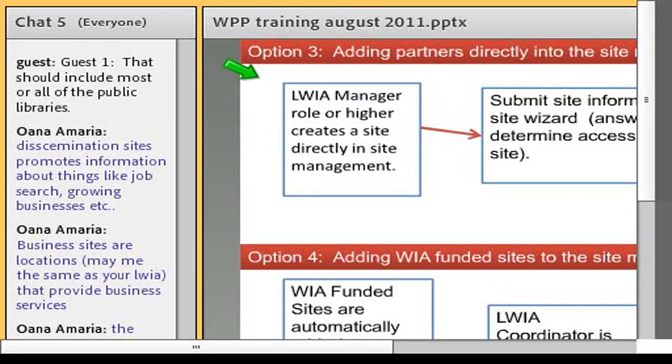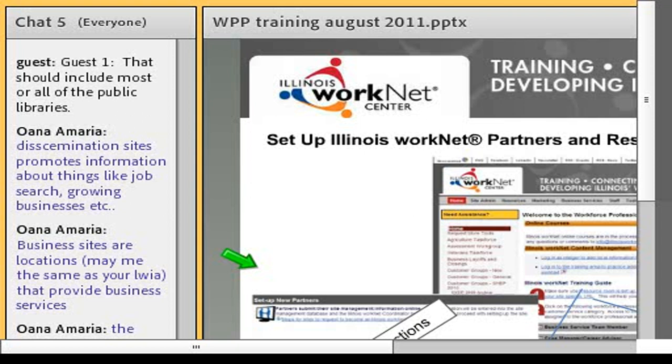That's a lot of information, but really, once you get into it and you start using it, it's pretty easy. Again, the only option that is automatically updated is option 4, and that's the sites that are coming from IWDS.